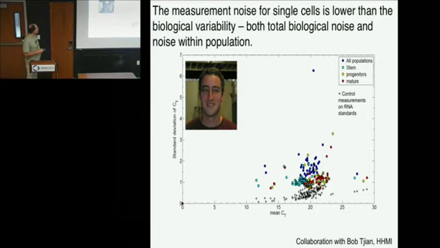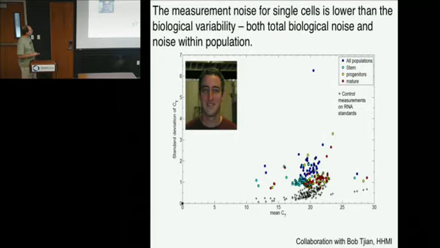This is some data taken by Tomer Kaliski, whose work you'll be seeing for the next several minutes, who was a postdoc in the group, now a faculty member at Bar-Ilan. This is work we did with Bob Tejan at HHMI, looking at embryonic stem cells, and his postdoc was converting them into neural progenitors, into neurons. Every data point here is a different gene measured over many different single cells.